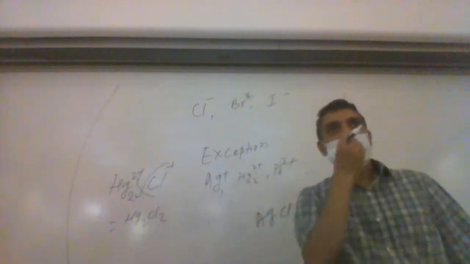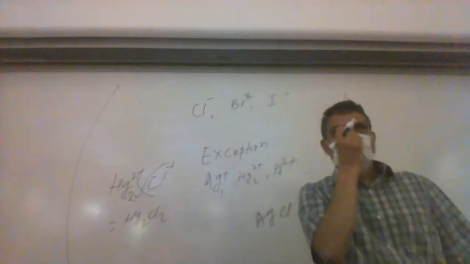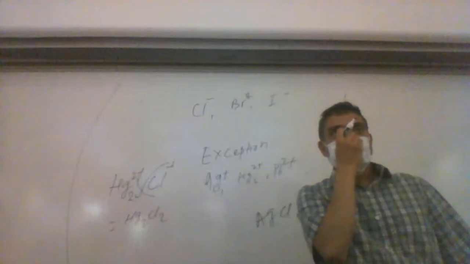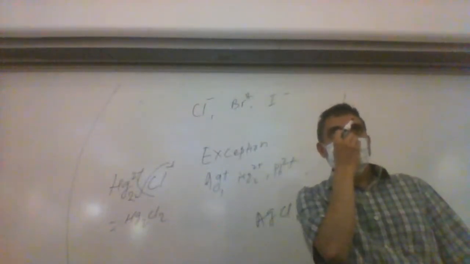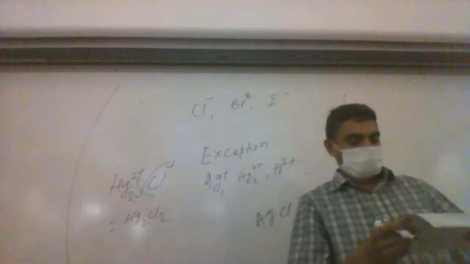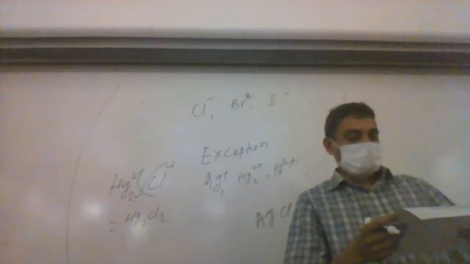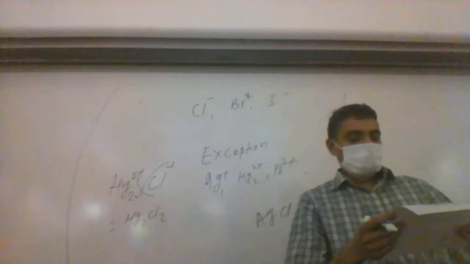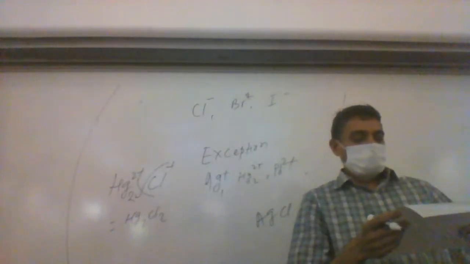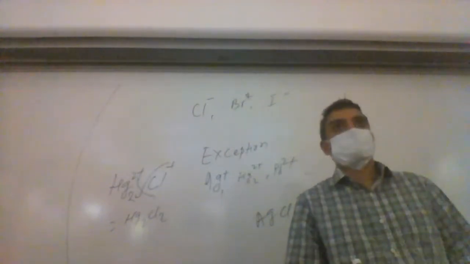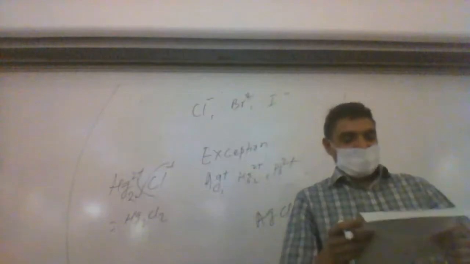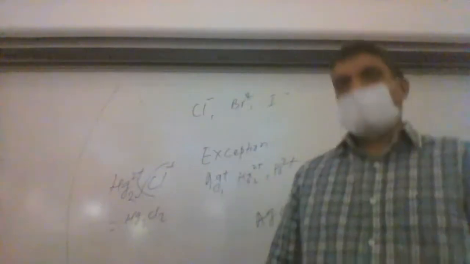Sorry, on the chart, we were talking about the exceptions. With the three at the bottom, Ag plus, Hg2 2 plus, and Pb2 plus, will they only not dissolve with chlorine, bromine, and iodine? Yeah, correct. Exactly, that's what I'm saying. Just those specific ones, because people have done a lot of experiments and found this. There is no other. Make sense?